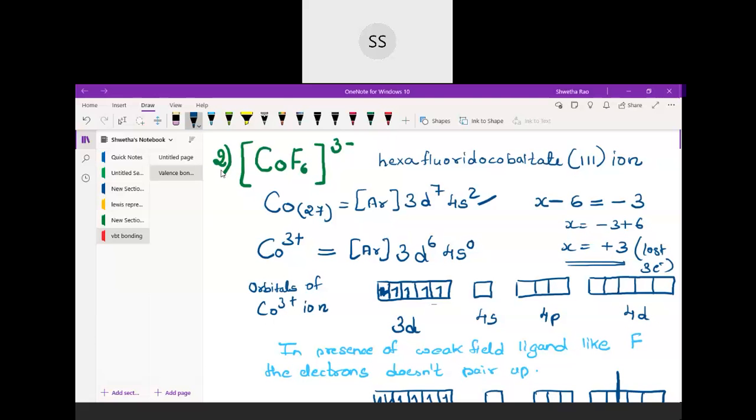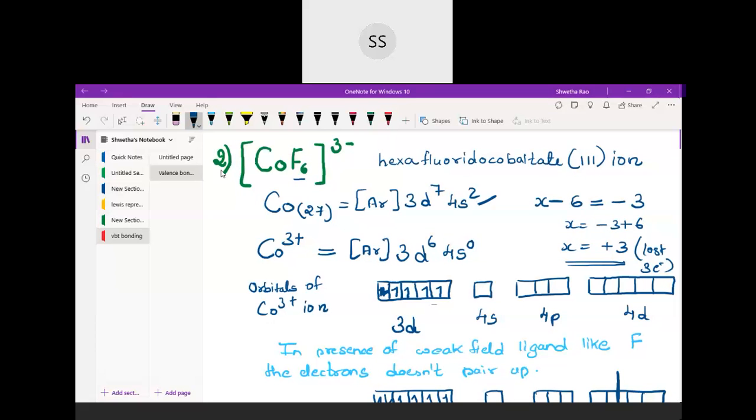Okay. Then draw the empty orbitals like that only. 4s is an empty orbital, it has 1 division. P has 3 divisions and D has 5 divisions. So just draw them like that and keep it like that only. Once you are done with the metal part of it, then you go for the ligand.